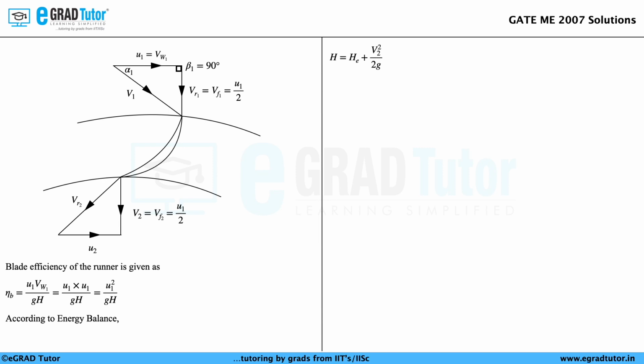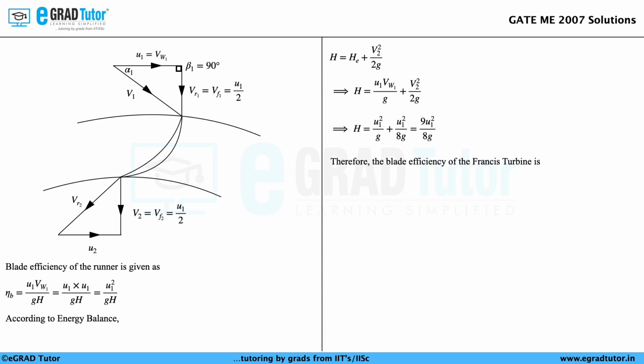Rewriting the equations, we have H equals U1 VW1 by G plus V2 square by 2G. We know that VW1 is equal to U1. The first term on the right hand side becomes U1 square by G, plus we have V2 equal to U1 by 2, so the second term becomes U1 square by 8G. Therefore, H becomes 9 U1 square by 8G.